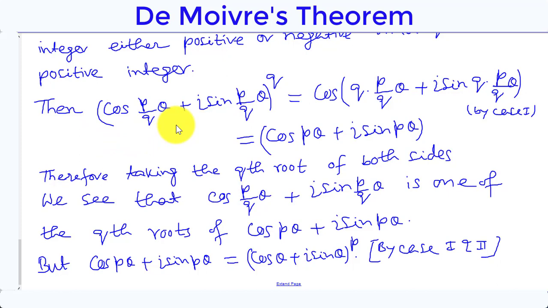(cos(p/q)θ + i sin(p/q)θ)^q is equal to cos(q·(p/q)θ) + i sin(q·(p/q)θ) by case 1, and this is equal to cos pθ + i sin pθ. Here q cancelled, so this is equal to cos pθ + i sin pθ.